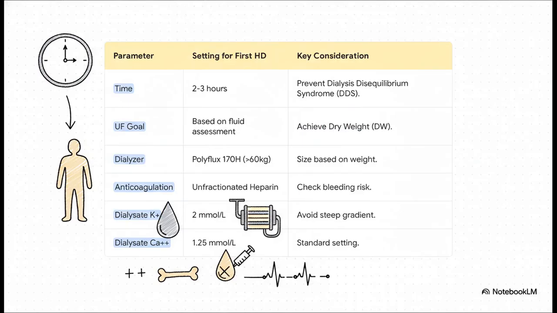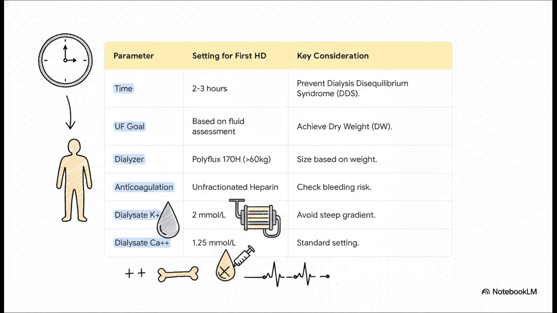All right, this table basically breaks down those key fields on your order screen. For a first-timer like Mr. Lim, look at the time. We're going to keep it short, just 2 or 3 hours. This is super important to prevent something called dialysis disequilibrium syndrome. Next, your ultrafiltration, or UF goal. That's just how much fluid you want to pull off.